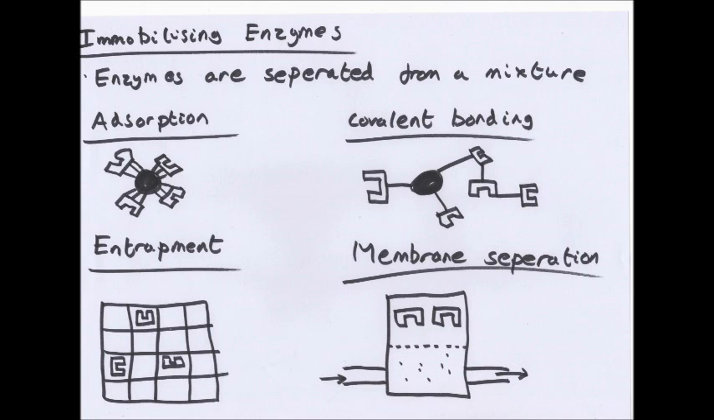Now, we want to immobilise the enzymes, and that is basically separating them from a mixture. And there are four main processes for immobilising enzymes you need to know about. And the reason why you choose one over another might be preparation cost, relative importance of enzyme leakage, and efficiency.